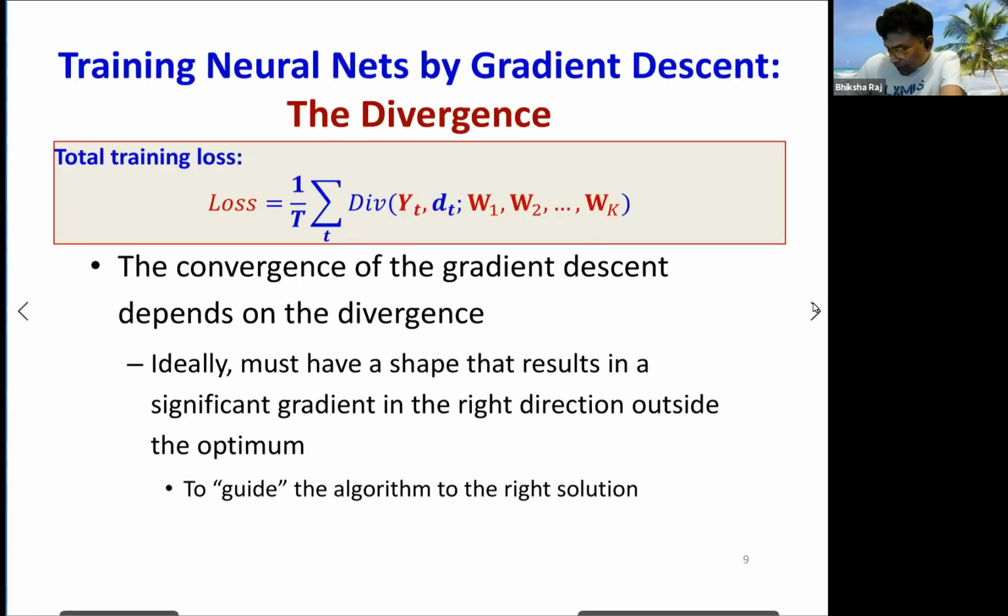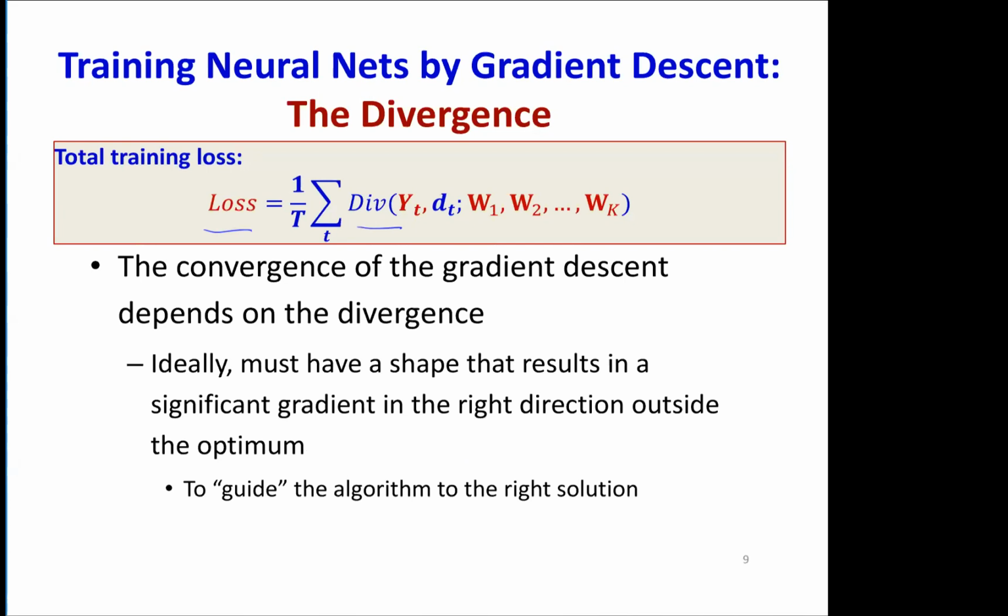Now let's start with the divergence. The loss we minimize is the average divergence over the training data. Now this divergence, as we know, has the property that it is minimum when the network output is exactly equal to the desired output, and it's non-negative at other values. So whenever the network is producing exactly what you want it to, the divergence is 0. If the network is making an error, the divergence will be positive.